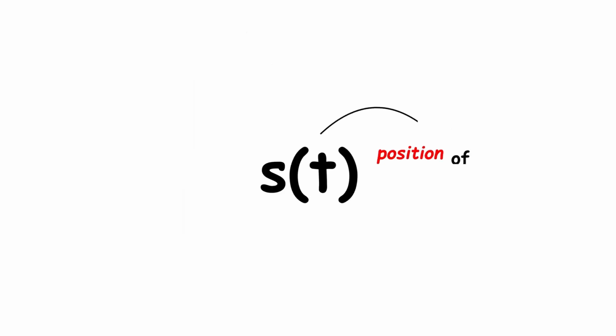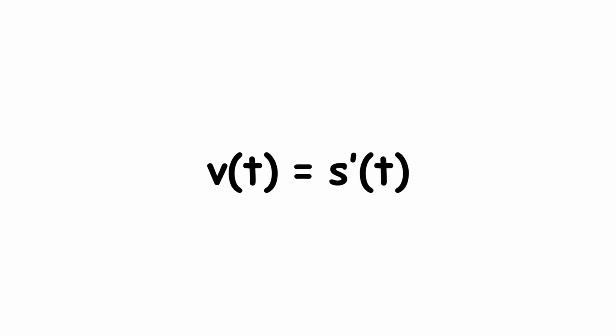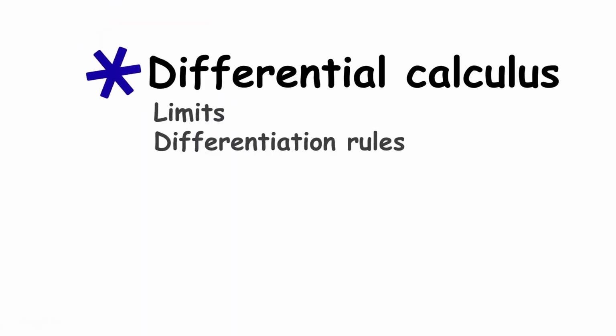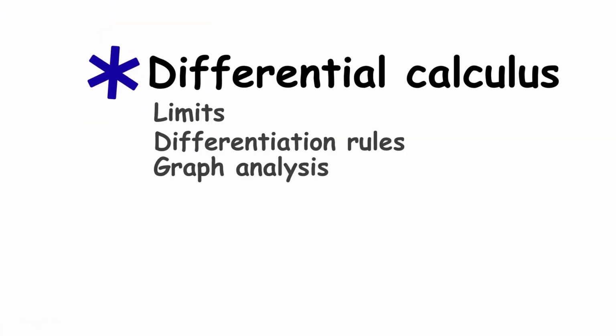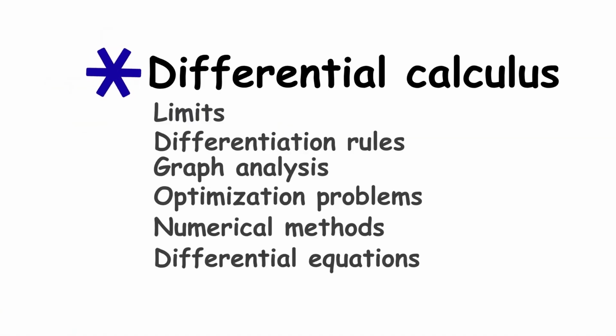For example, if function s(t) represents the position of an object, its derivative v(t) = s'(t) is the velocity. This field includes topics such as limits, differentiation rules, graph analysis, optimization problems, numerical methods, and differential equations.